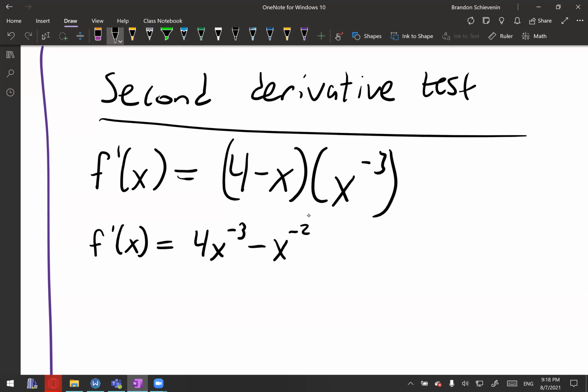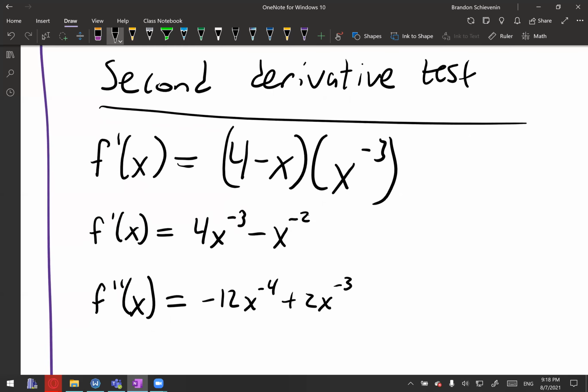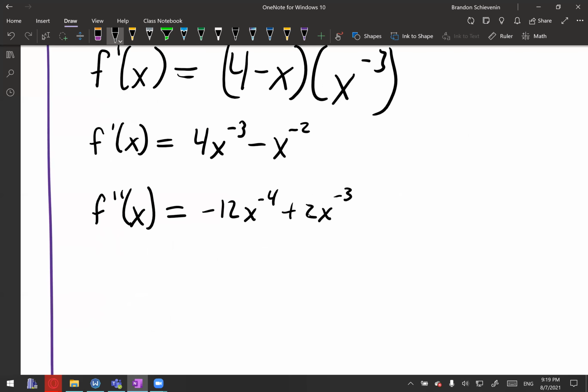So if this is f prime, what happens when we derive? Negative 3 times 4, 12x. Okay, negative 12x to what power? Negative 4, there we go. Negative 3 minus 1. Minus 2, negative 2x, so positive 2x to the negative 3. Negative 3, perfect. Okay, so this is my general form for the second derivative.